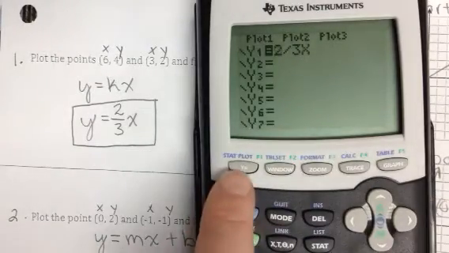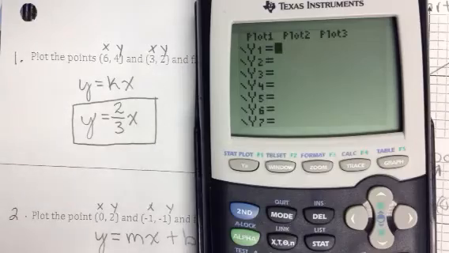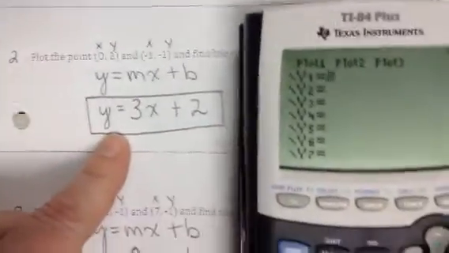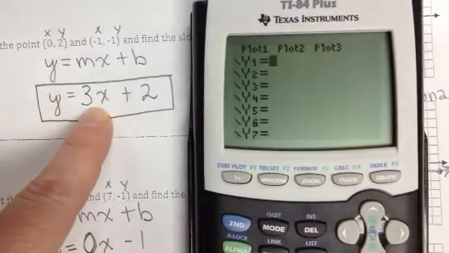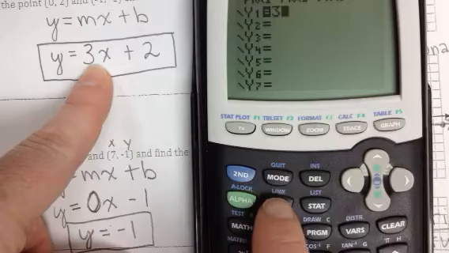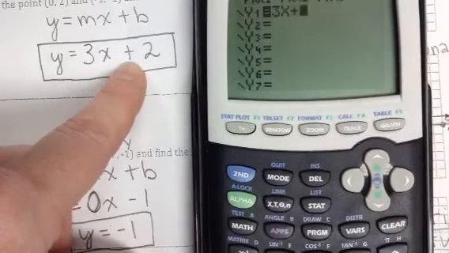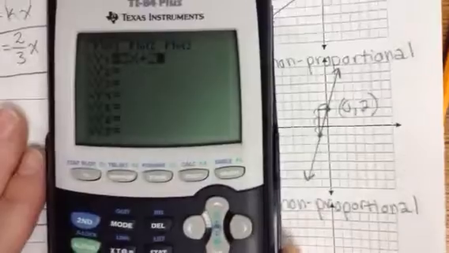So I just hit y equals, clear the one that was there by just hitting the clear button. So let's do one that looks like this, the second one right here. Okay, so in y equals, I'm typing the part behind the equal sign. 3, use the x that is under the mode, plus 2. So I want it to look like this second graph.